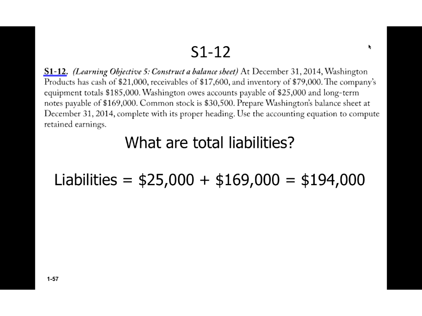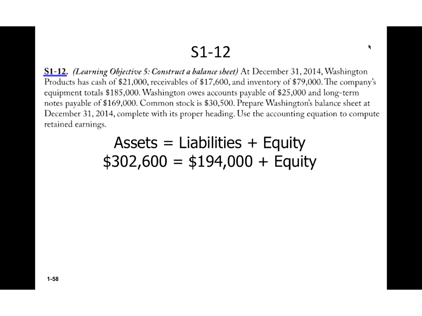Okay, so what we have right now is we have assets, we just calculated. We have liabilities of $194,000. So now when we go to the accounting equation, we have assets of $302,600 equals liabilities of $194,000 plus equity. So now if I solve for equity, remember that problem we did early in the class where we were given assets and liabilities and we had to solve for equity? Same exact thing here. We can solve for equity by taking assets of $302,600, subtracting liabilities gives us equity $108,600.